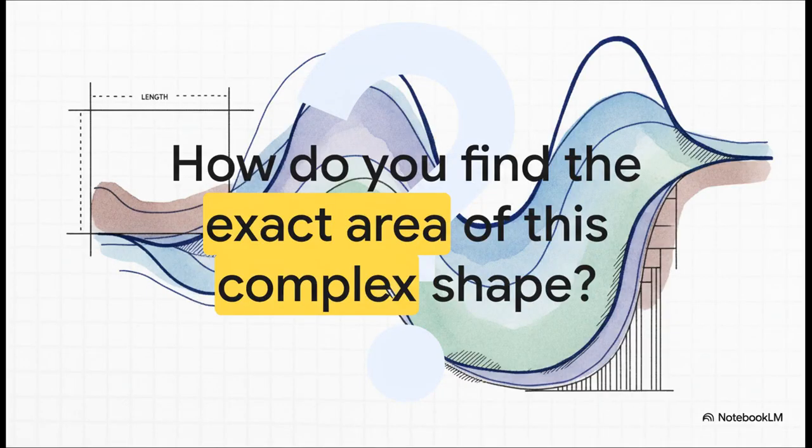Think about it for a second. A simple box is easy, right? It's just length times width. But what about the space between, say, a sine wave and a cosine wave? There are no straight edges anywhere. At first glance, it seems totally impossible. But by the end of this, you'll see it's not only possible, but actually surprisingly elegant.